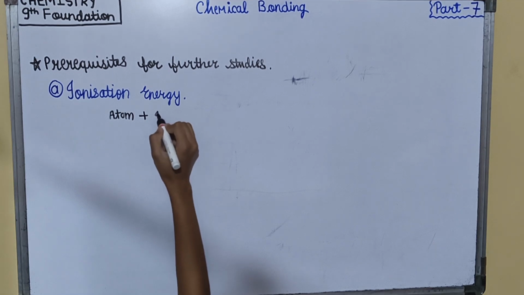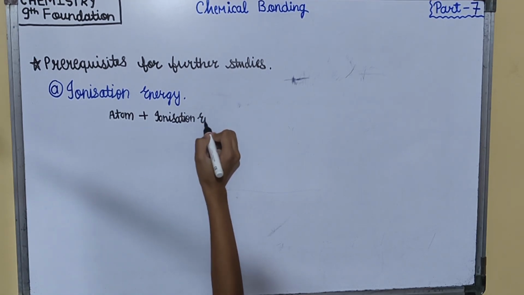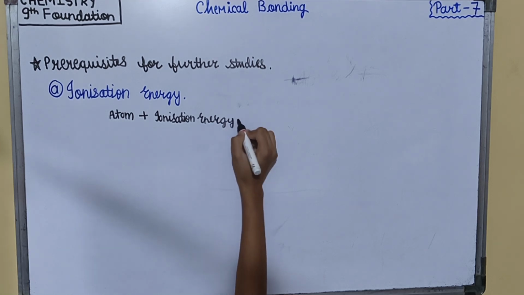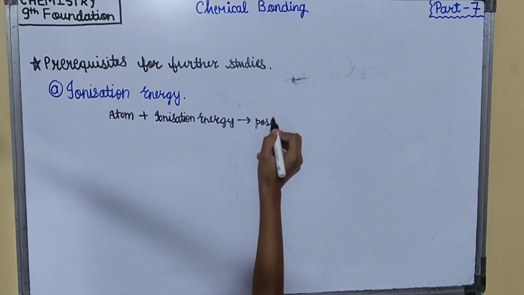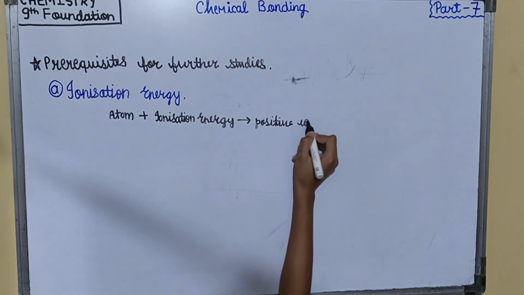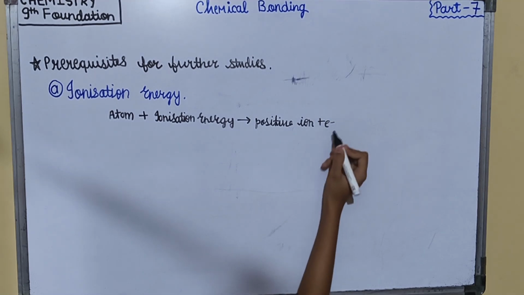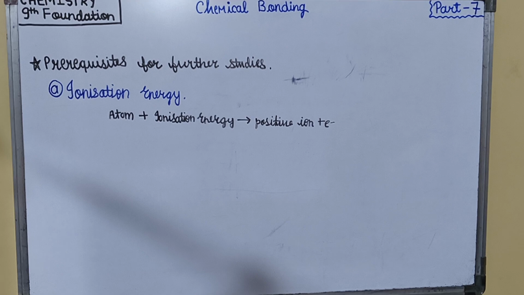Atom plus ionization energy gives positive ion plus electron. The correct definition of ionization energy is the energy required by an atom to remove its outermost electron, called ionization energy or ionization potential.